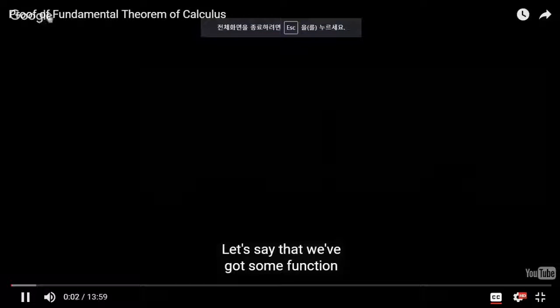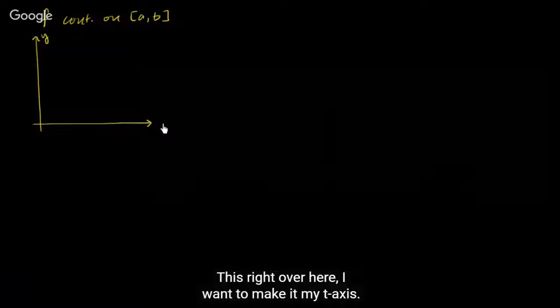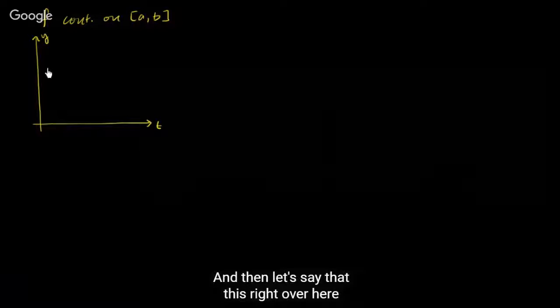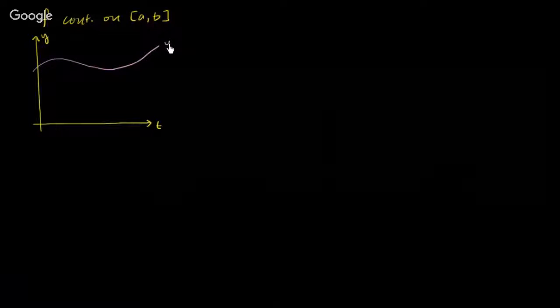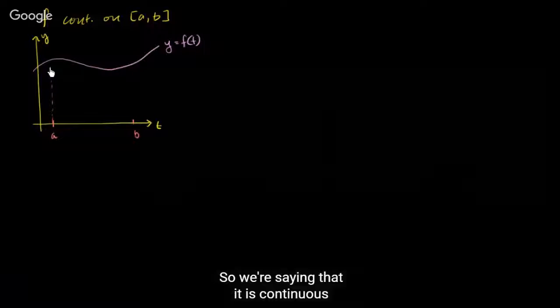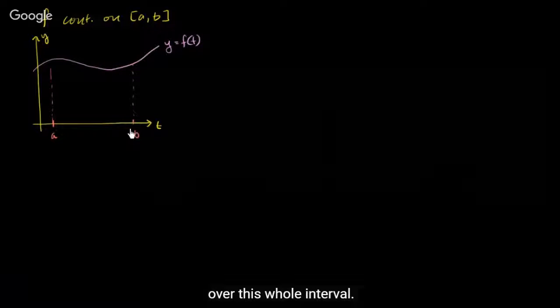Let's say that we've got some function f that is continuous on the interval a to b. So let's try to see if we can visualize that. So this is my y-axis, this right over here. I'm going to make it my t-axis. We'll use x a little bit later, so I'll call this my t-axis. And then let's say that this right over here is the graph of y is equal to f of t, and we're saying it's continuous on the interval from a to b. So this is t is equal to a, this is t is equal to b, so we're saying that it is continuous over this whole interval.